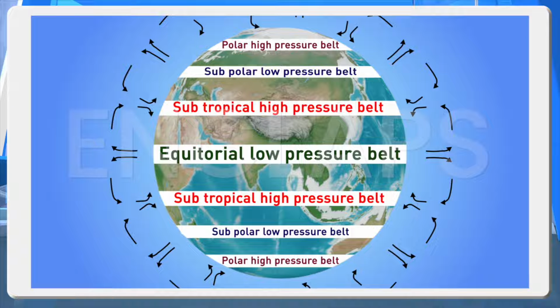The air flung off the subpolar regions due to the rotation of the Earth also descends in this region, thus adding to the already high pressure existing in this region. The subtropical high pressure belt is an area of strong winds, and so it's also known as the horse latitudes.